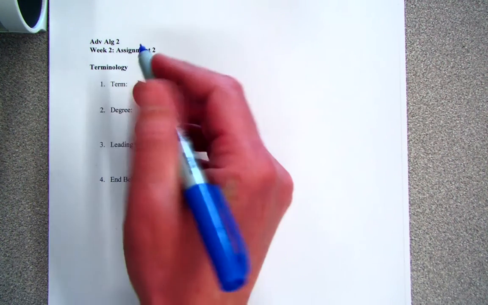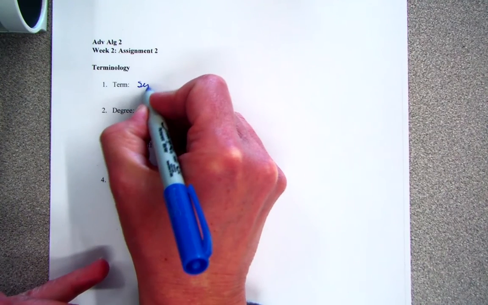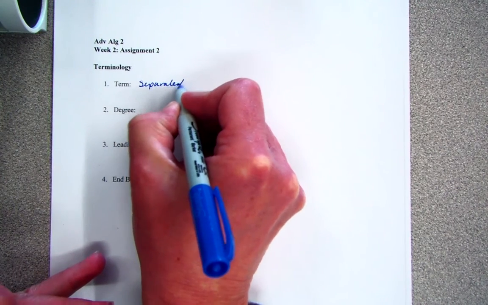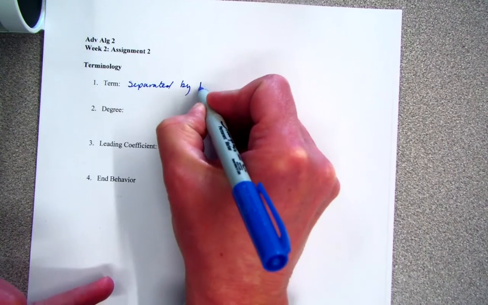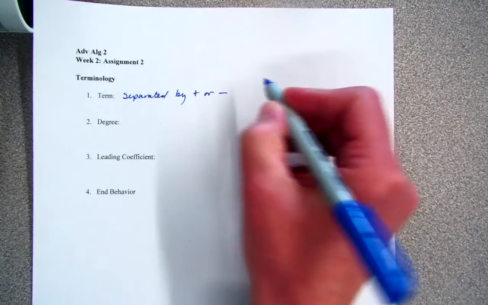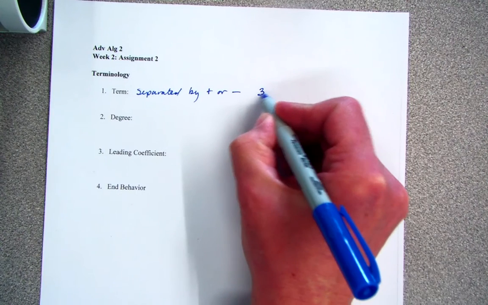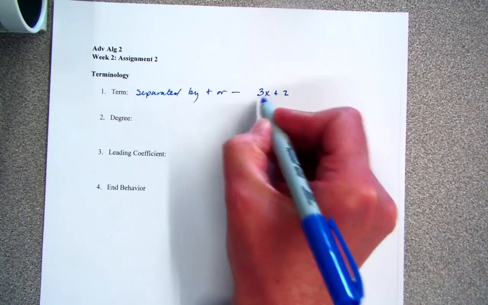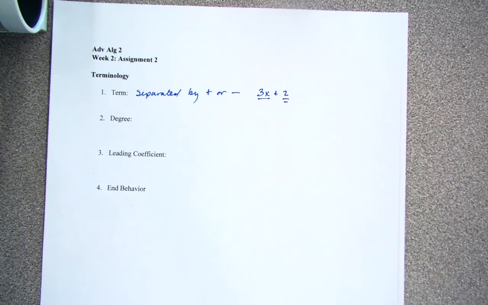So we're going to have to give you some definitions here about polynomials. That was something that you were looking at last week. There are things in the polynomial called a term, and those are the items, and they are separated by addition or subtraction signs. So if I have something like 3x plus 2, there are two terms. Notice it is separated by an addition or subtraction sign.